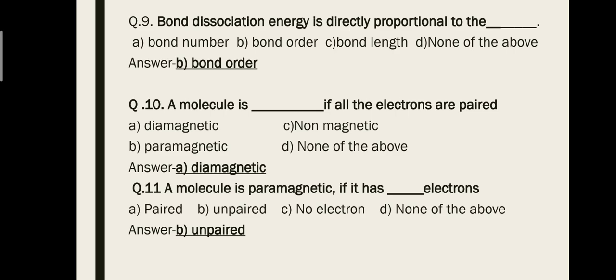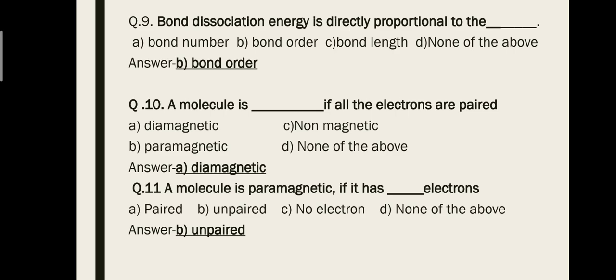Question number 10. A molecule is blank if all the electrons are paired. Options are A. Diamagnetic. Option B. Paramagnetic. Option C. Non-magnetic. Option D. None of the above. The correct answer is A.